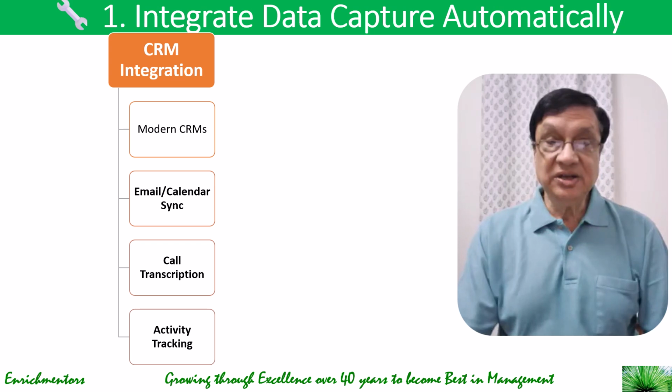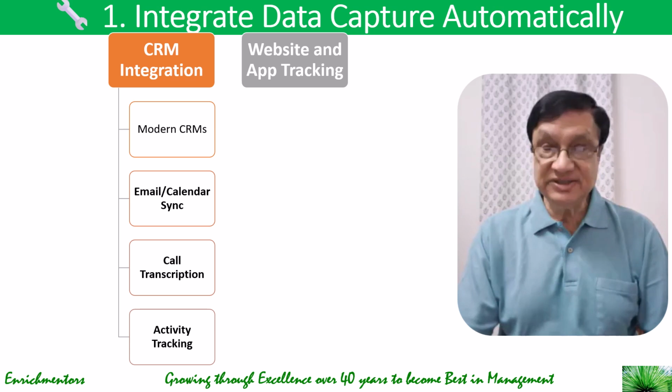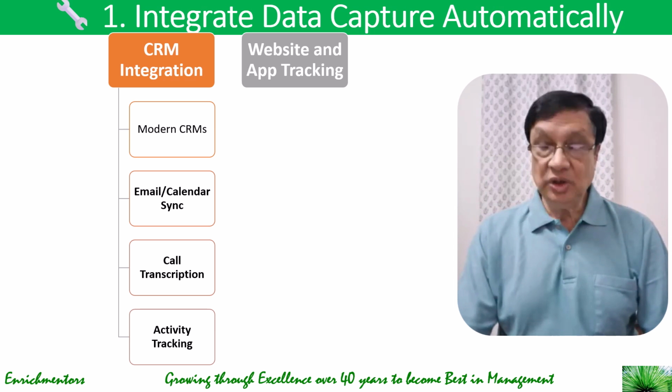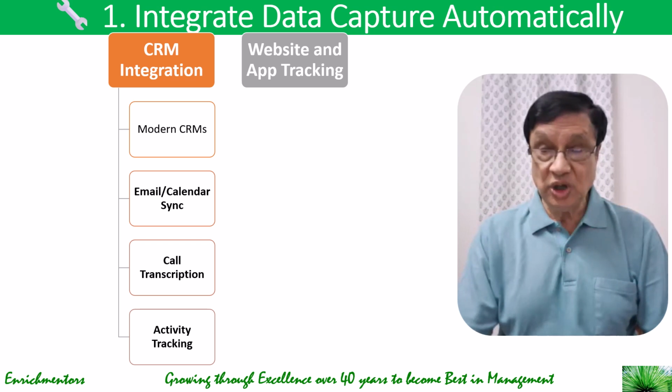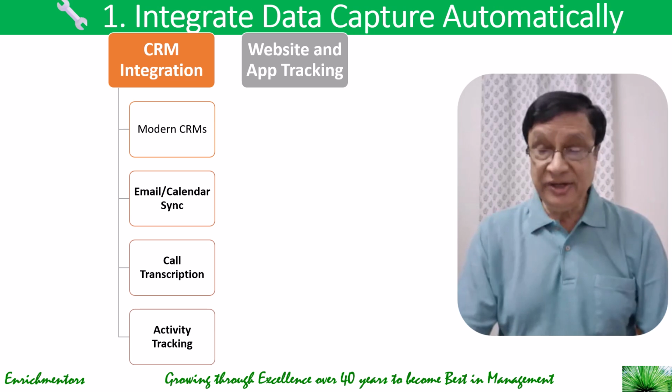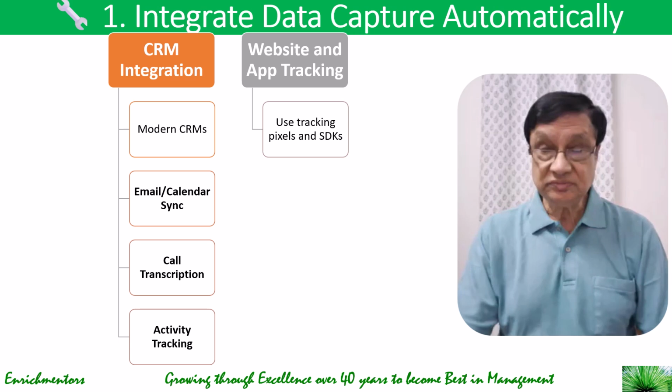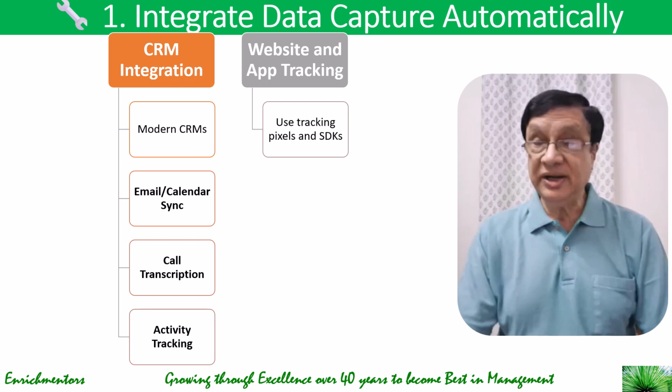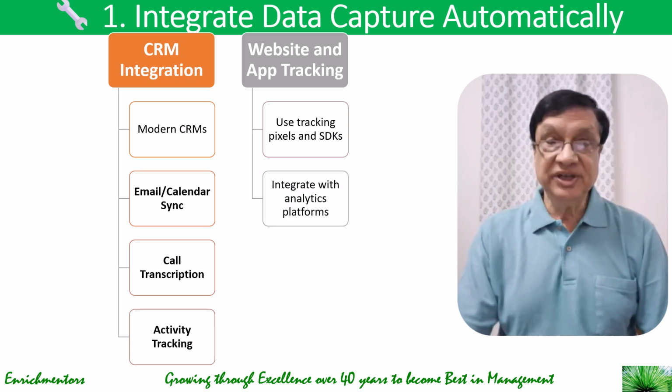The second thing to capture data automatically in an integrated way is website and app tracking. There, AI uses tracking pixels and SDKs to log customer interactions automatically, like viewed products and added to cart, and integrates with analytics platforms like Google Analytics or Mixpanel to feed data into your CRM or data warehouse. So that's what happens in the integration of automated data capture.